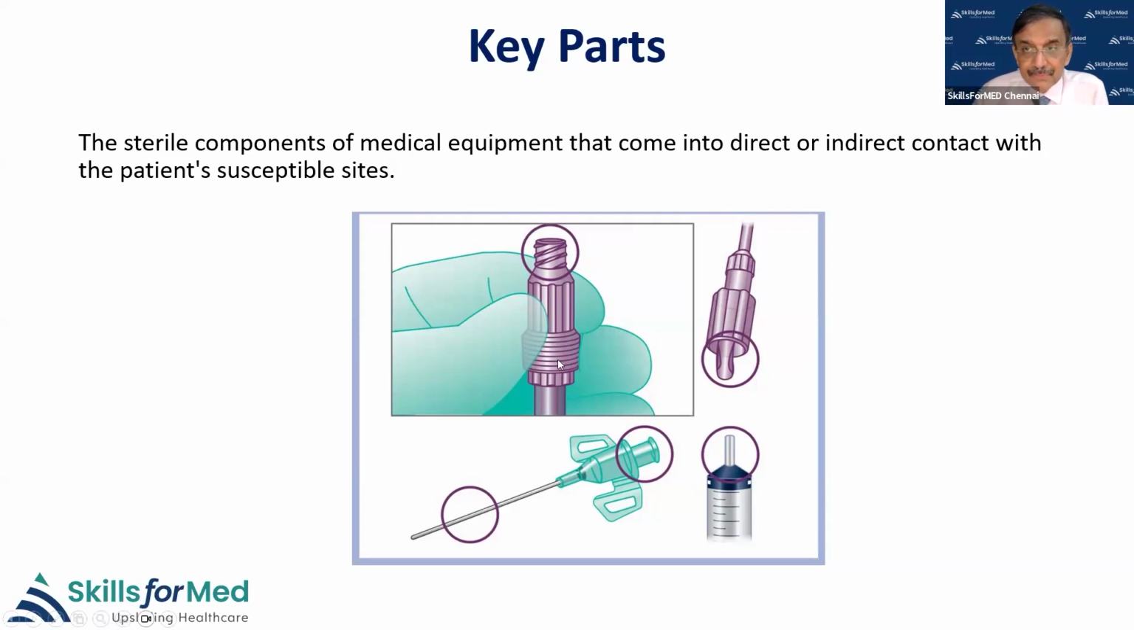Or if it is like the hub you're using in the Q site, the needleless connectors which are used in the IV cannula, if you are going to use them repeatedly, then you have to use a technique called scrub the hub, in which an alcohol spirit swab is scrubbed for 15 seconds, and then it is connected, to disinfect these areas. So the key parts are very important.